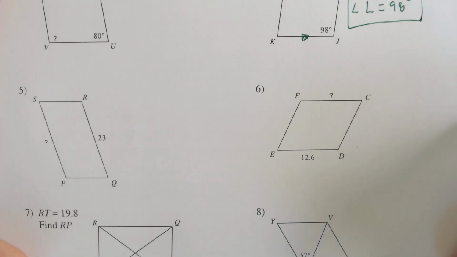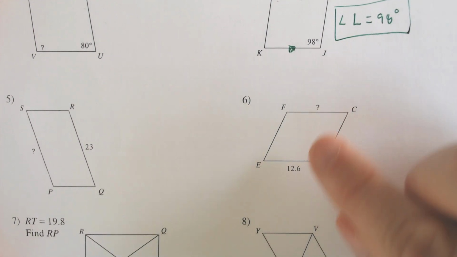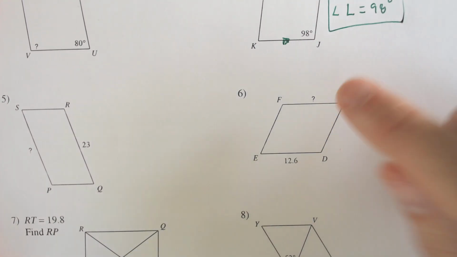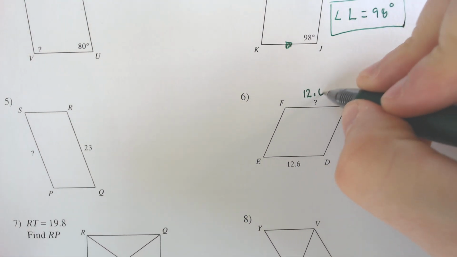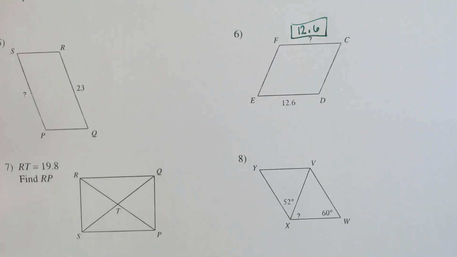All right, let's do number 6. We're rolling right along here. Number 6, we got opposite sides. Opposite sides of a parallelogram are equal. So this is going to equal 12.6. They don't give us a unit, so it's just 12.6.